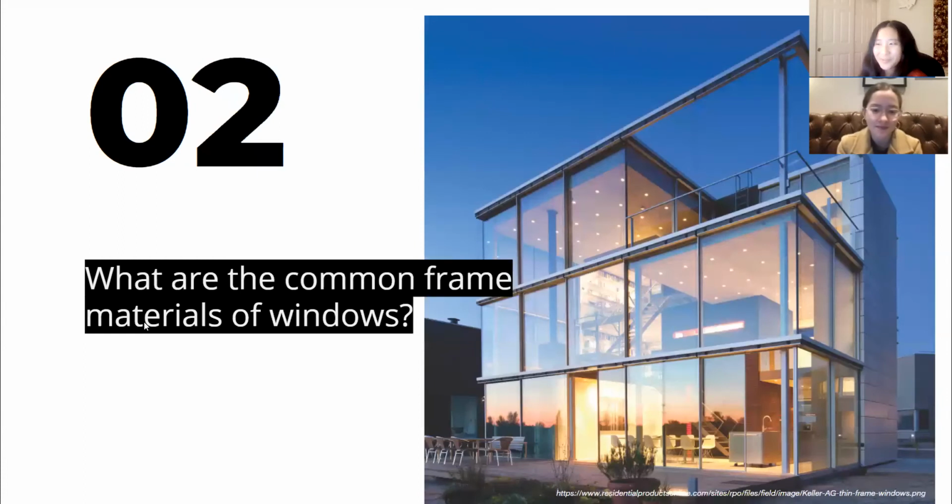Now, what are the common frame materials of these types of windows? So they can be three things: aluminum, metals such as bronze or aluminum, and lastly, wood.